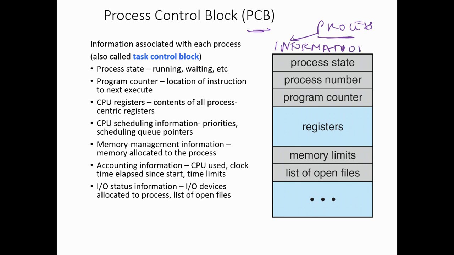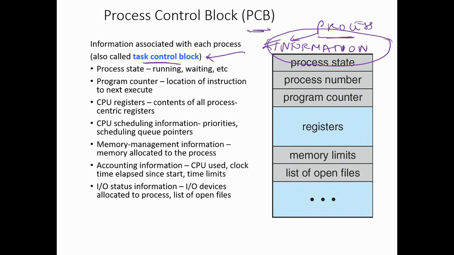That kind of information associated with each and every process is going to be called the task control block. The information which is attached to the running process is called the task control block.